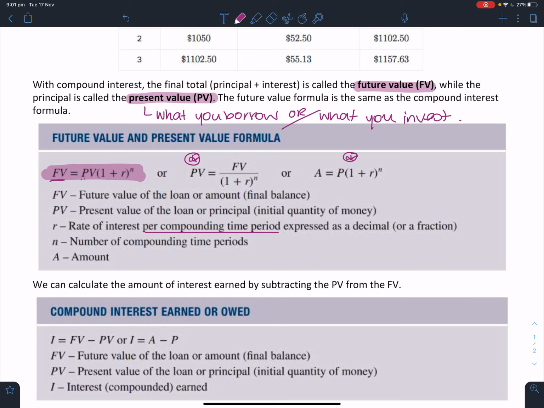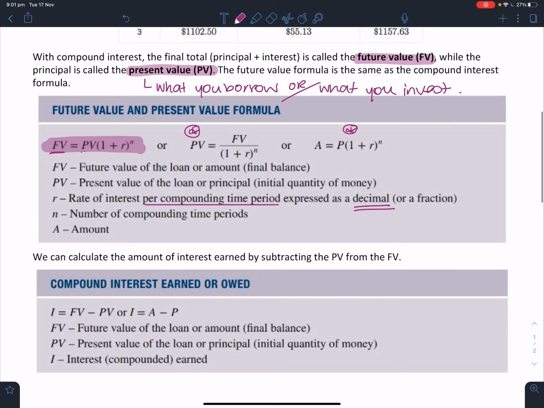It says expressed as a decimal or a fraction. We generally just do it as a decimal, and whatever the percentage is, you divide it by 100. You'll see that in a second when we have a look at some examples. And then n is the number of terms. So if they say 2 years, but it's compounded monthly, the number of terms is not 2. The number of terms is 24.